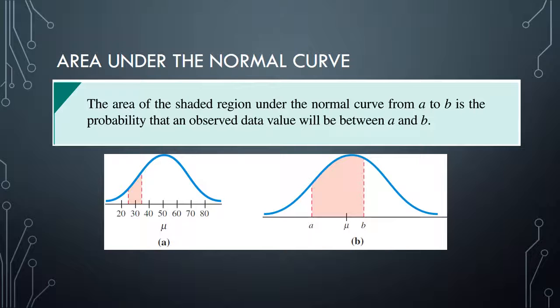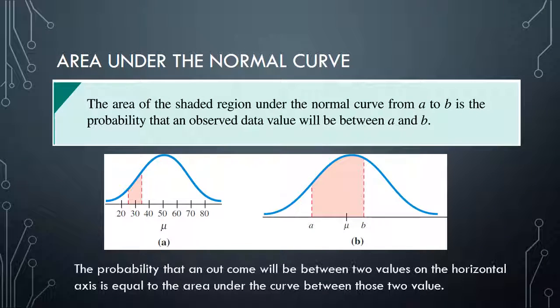The one on the right is a little more generalized. You want to find the probability that something happens between value A and value B. You're going to find the area under the curve between A and B, that shaded region. The probability that an outcome will be between two values on the horizontal axis is equal to the area under the curve between those two values. That's just restating what we've just said.